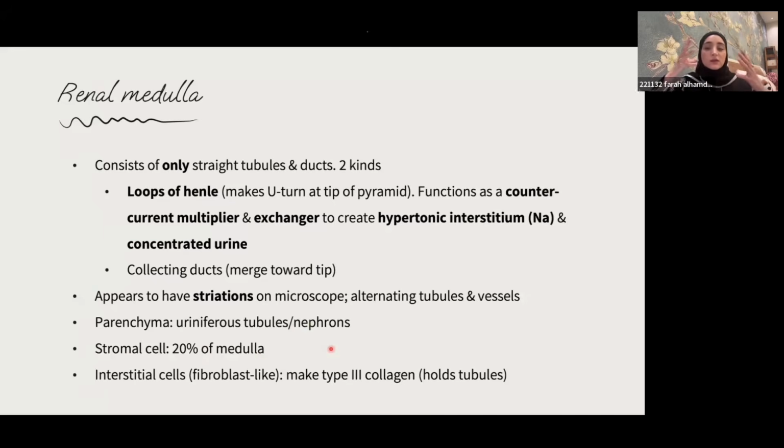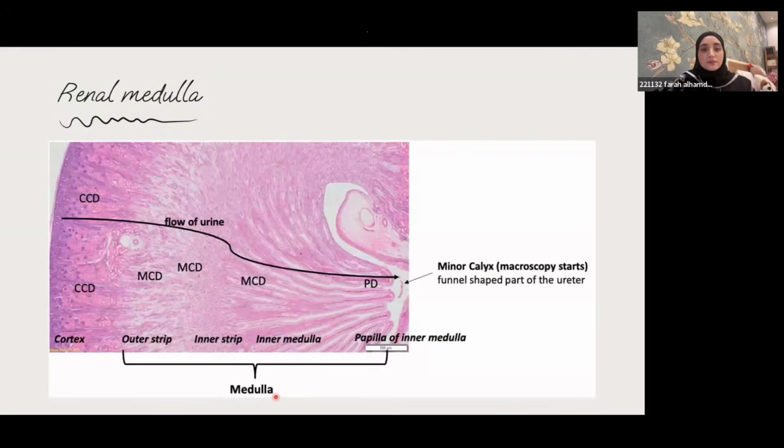Stromal cells, as I mentioned earlier, are supporting cells. And these are the interstitial cells, which are fibroblast-like. They make type 3 collagen, which holds tubules, like the ones in the cortex. Okay, here's the medulla. Okay, what I need you to know from this is the cortex, obviously, right? And this is the medulla.